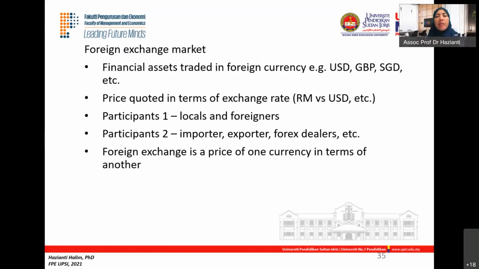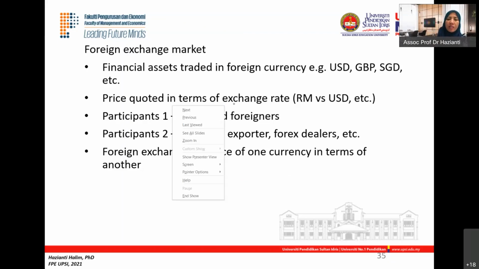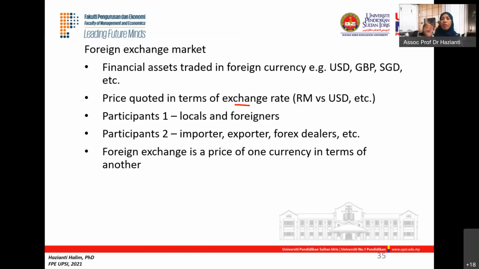What about forex? Okay, the foreign exchange market, the financial asset traded is in foreign currency. For example, US dollar, Great Britain pound. It's not in RM. Kalau sini tadi dia quote price dalam bentuk interest rate, but for forex dia quote price in terms of exchange rate. Contoh RM versus USD, 1 USD kemudian tu 4 ringgit something. Participants are locals and foreigners, and also importer, exporter, and forex dealer.